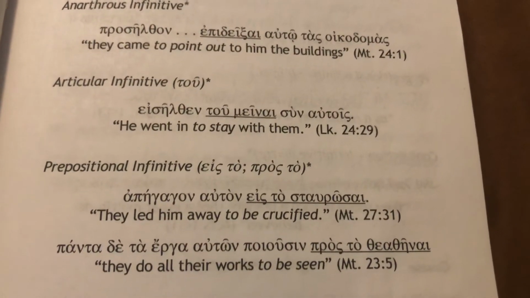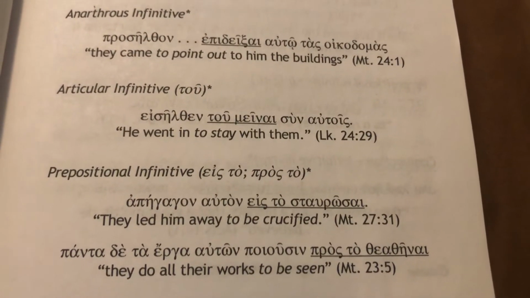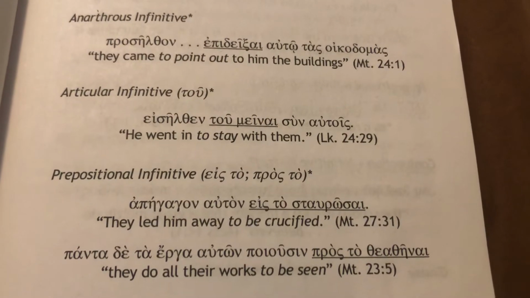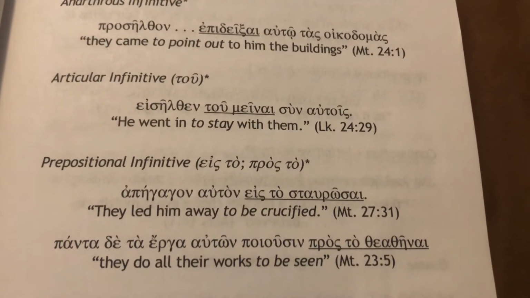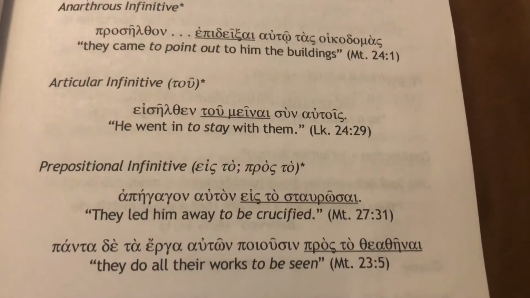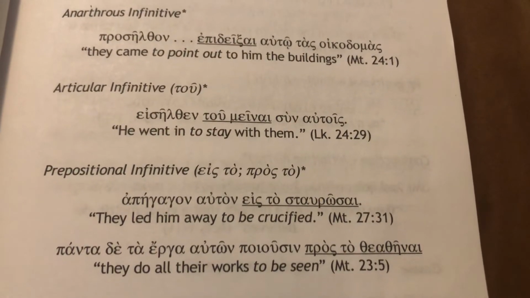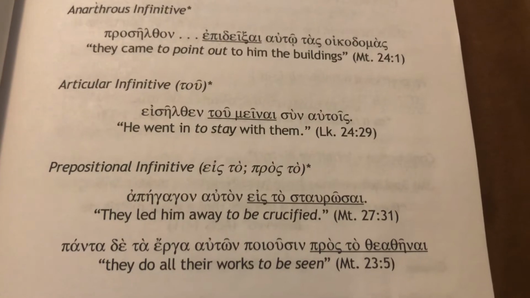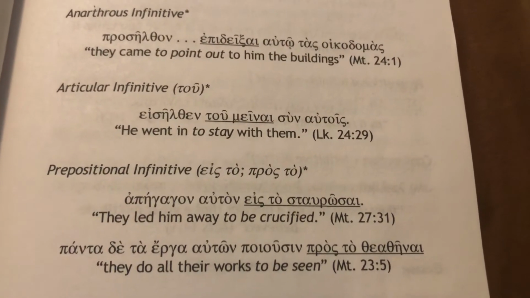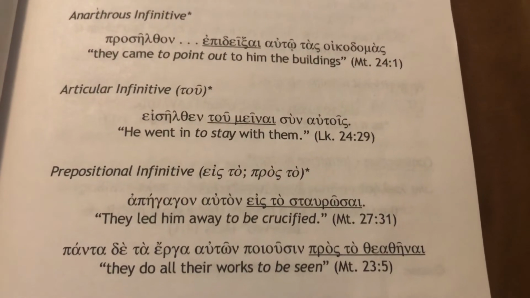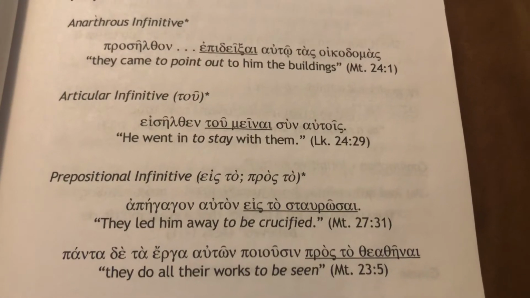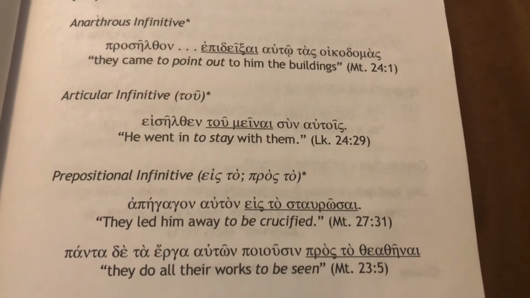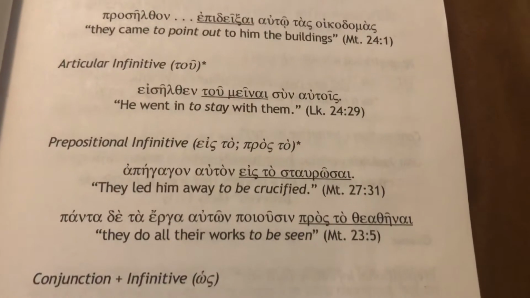So typical for this are the preposition eis with an article and the preposition pros with an article. They led him away to be crucified, stauro-o. It becomes an infinitive by adding sai. See that? And so this idea of they led him away, the reason that they led him away is so they can crucify him. They led him away in order to be crucified.